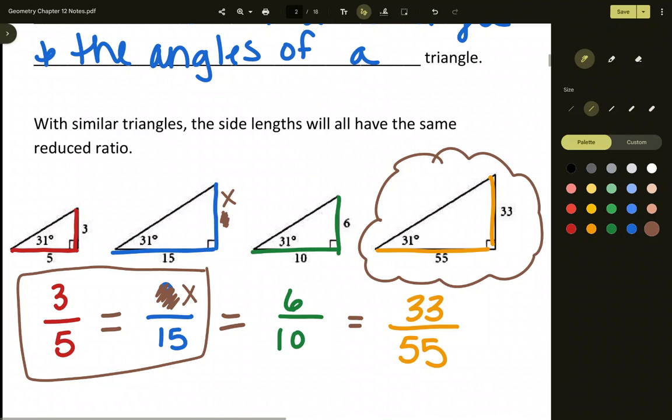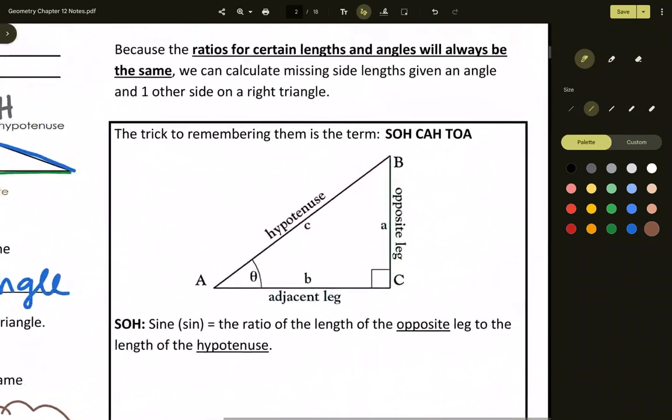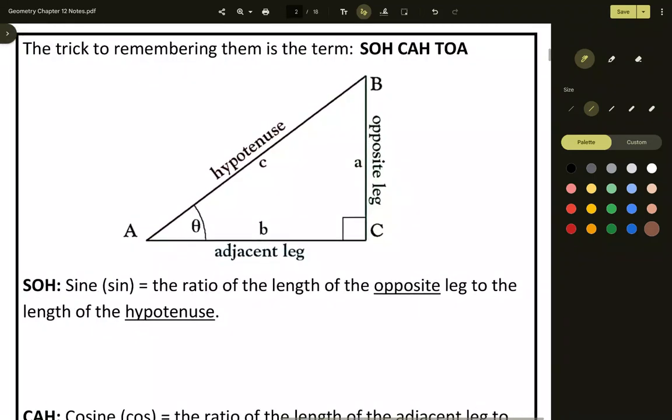Let's say we were given this triangle, and maybe the 33 was missing. Because of the size of the 31-degree angle and the position of the missing side and the 55 side, we can use specific assigned ratios that always occur with a 31-degree angle on a right triangle. These are already pre-programmed into your calculator. So we just have to use the right calculator buttons to say, hey, what was that ratio? And I want to use it to solve for this other side that's missing.